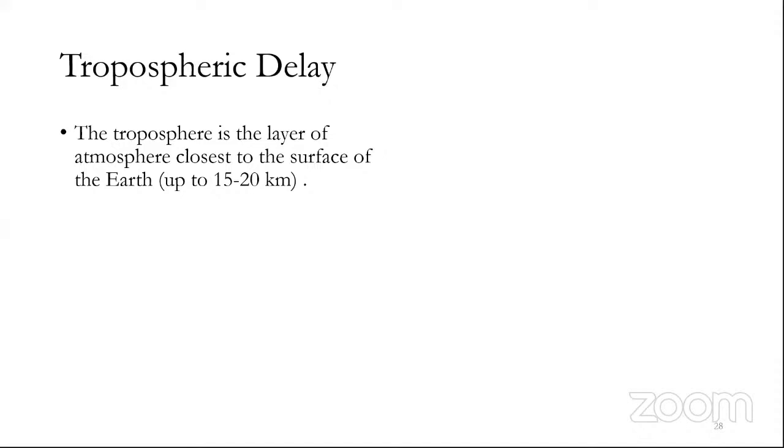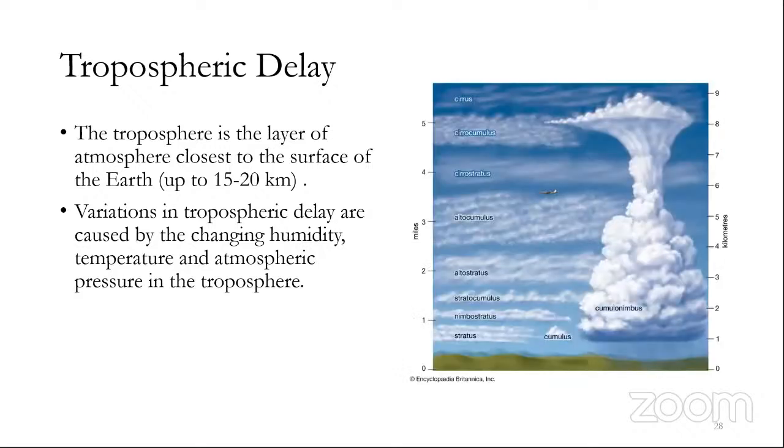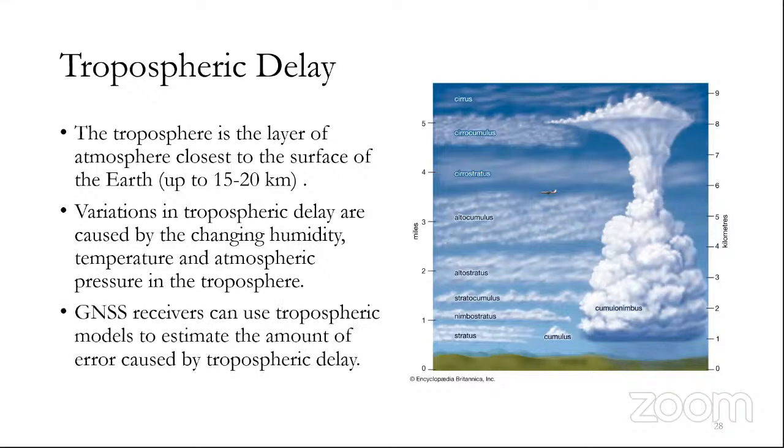Then we come to the tropospheric delay. So the troposphere is a layer of the Earth's atmosphere. It goes up to 15 to 20 kilometers, and it's where most of the Earth's weather takes place. So you have changes in humidity, temperature, and pressure. And because of that, there will be errors added to the GNSS signal. And the way that the GNSS receiver is able to compensate for these errors would be to have a tropospheric model that tries to estimate the error component of the troposphere on the signal and try to compensate for that.